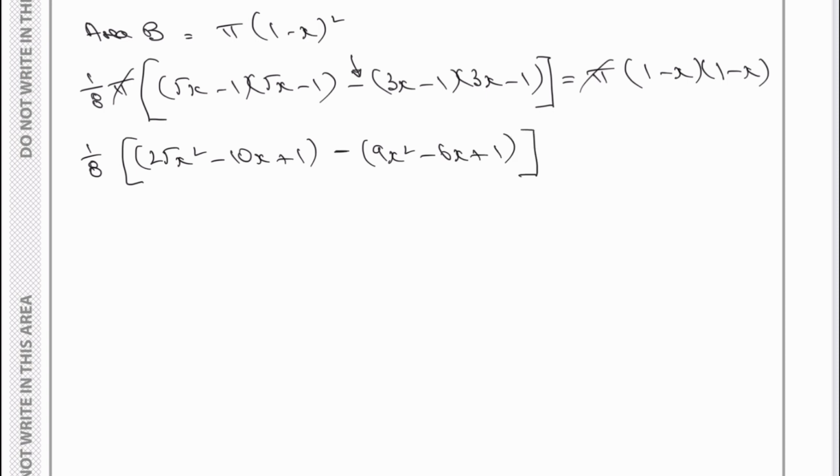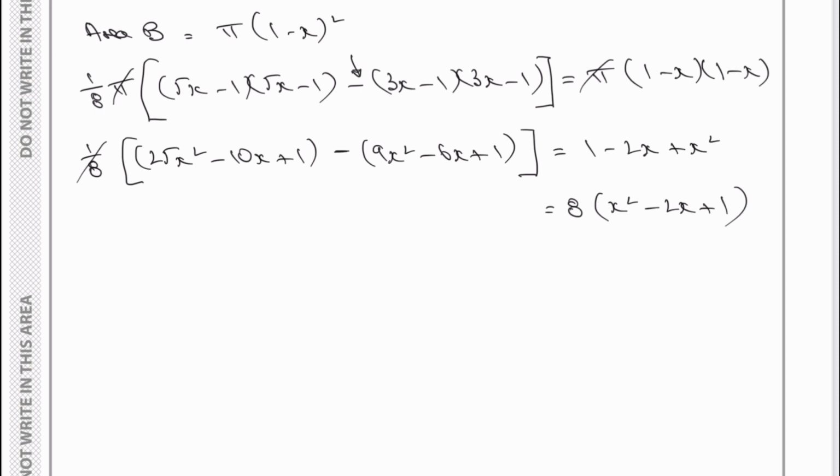Okay, and that finishes off my big brackets there, and then that's equal to 1 minus 2x plus x squared. I don't like it that way around, so I'm going to change it. But also, I'm going to get rid of this 1/8 by multiplying both sides by 8. It means on the right hand side I'm going to get 8 times x squared minus 2x plus 1. Okay, so that's just a little bit neater to deal with.